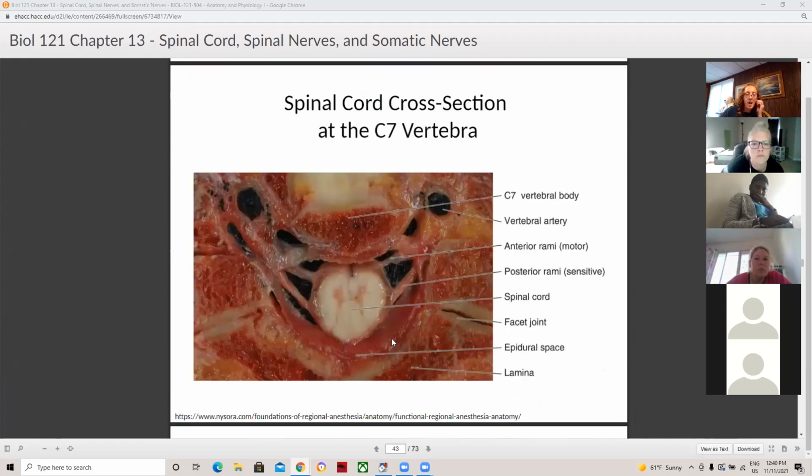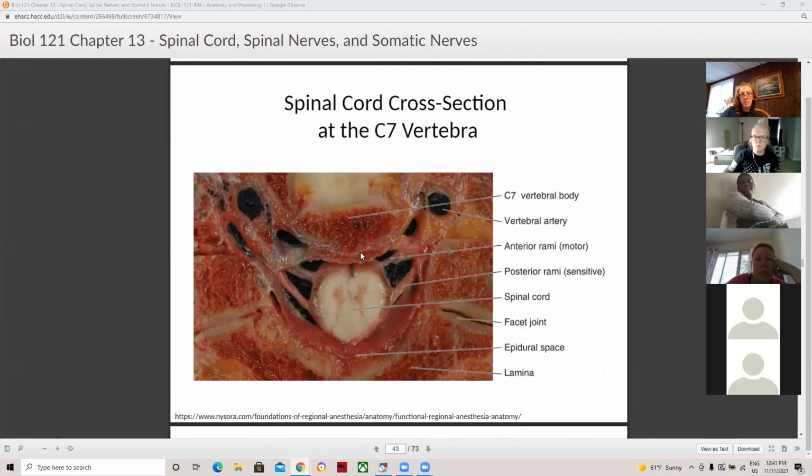Now, I like diagrams. I think they're great, but they never do it justice compared to real pictures. So I'm trying to include in my lectures, especially this semester and hopefully next semester too, more pictures of cadavers.